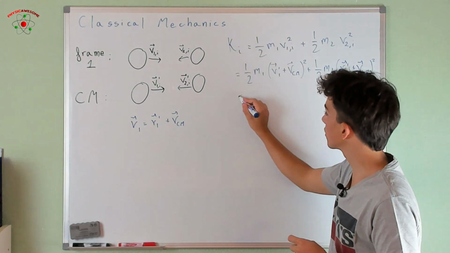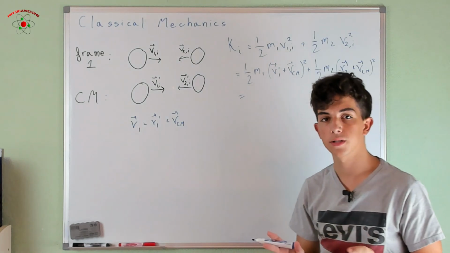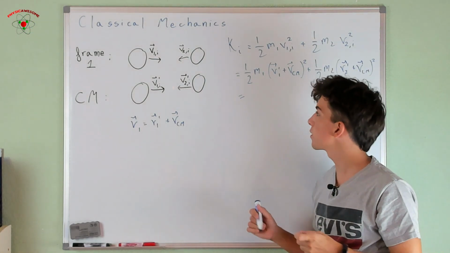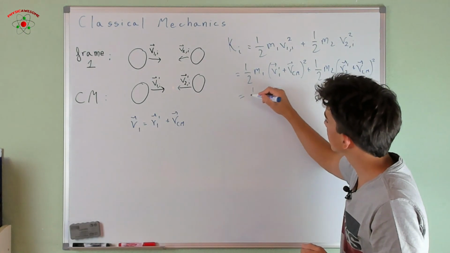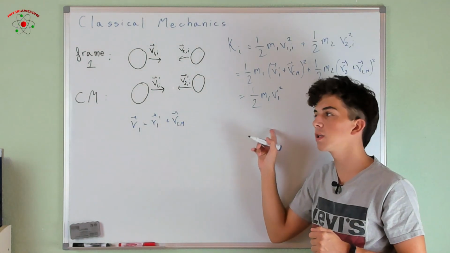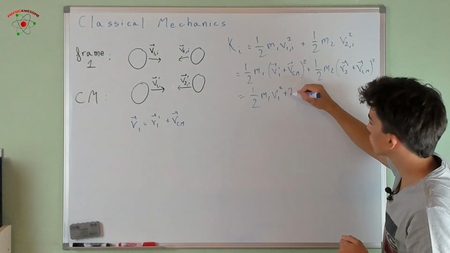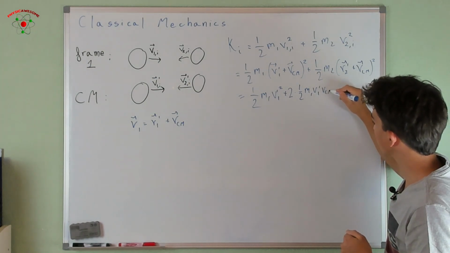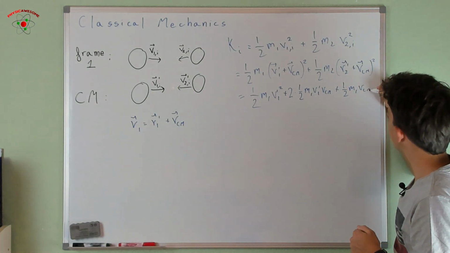Now what we have over here, we're just going to assume that they are going to be in one direction only to simplify things, and therefore we can just take the modulus over here because it's not going to influence anything. So we're going to expand these squares with our different expressions, and we will have a first term, 1/2 m1 v1 prime squared, the kinetic energy of this one in the CM frame. Now we're going to have a term that is 2 times 1/2 m1 v1 prime v_CM, plus the last term, which is 1/2 m1 v_CM squared.